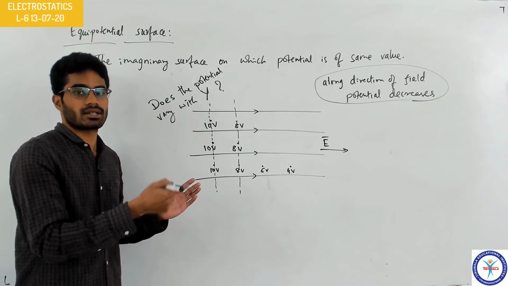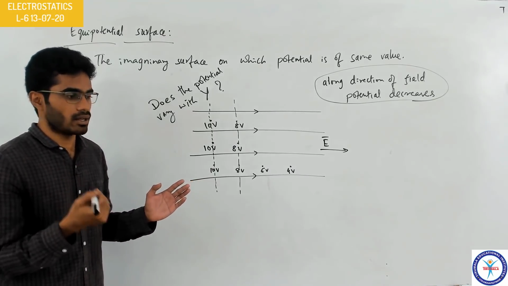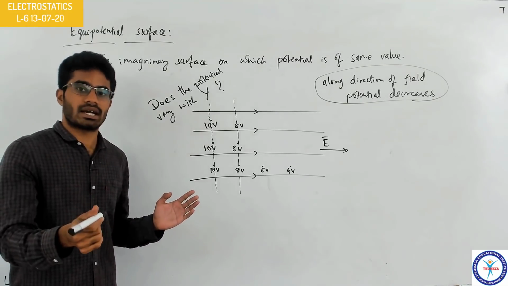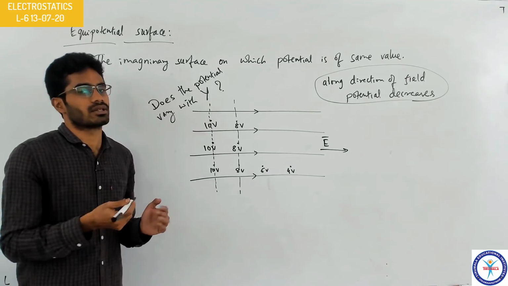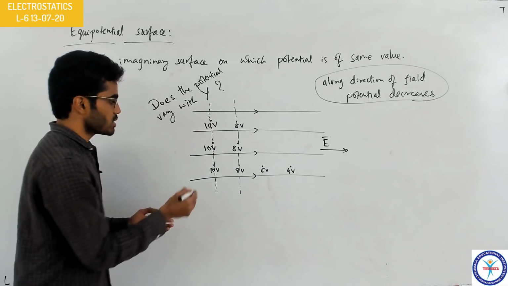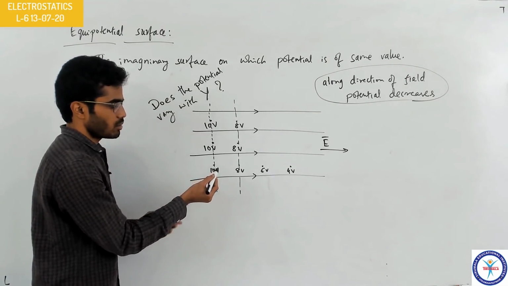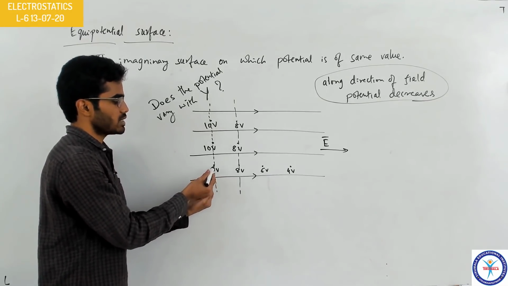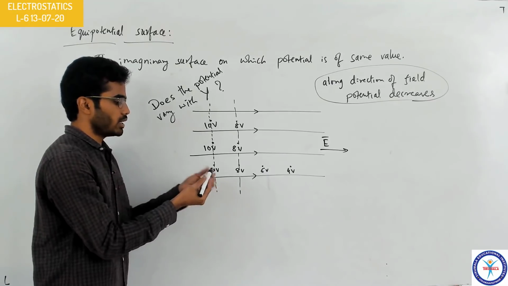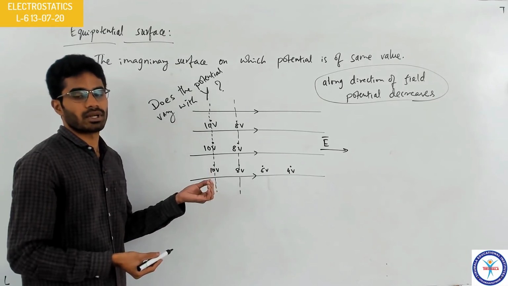The field is along the x axis, and the potential decreases along the x axis. The field is absent along the z axis as well, just like y. So the potential does not vary with the z coordinate either. That means if you take any point outside, at the same x value but with a different z, coming out of the plane, the potential will be 10 volts there as well.